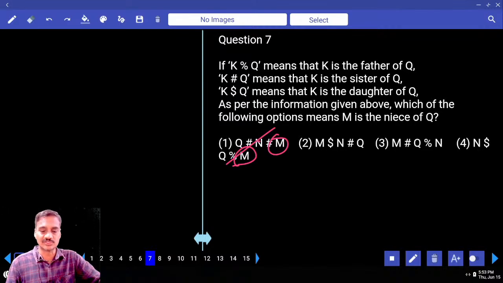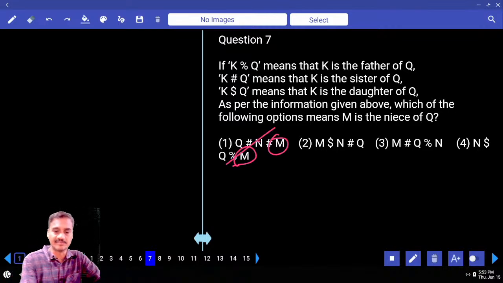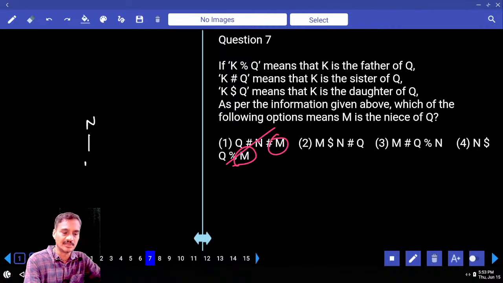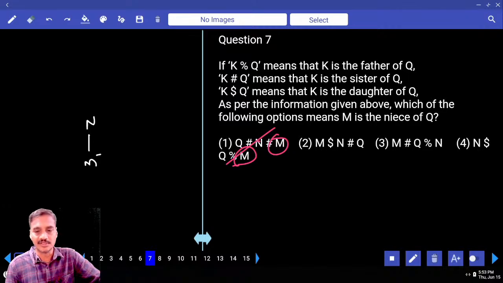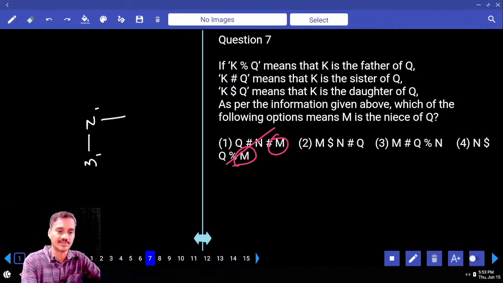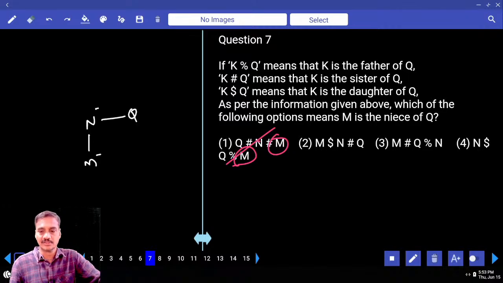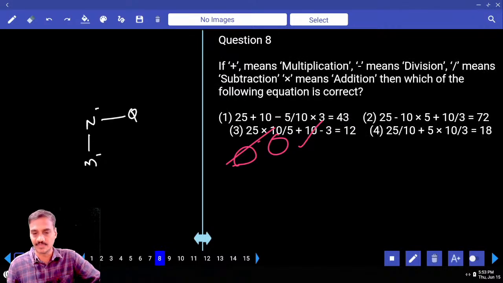Then let us come back to this one, choice 2. $M and M is the daughter of N. N is here, M is here, M is the daughter of N. N is the sister of Q. Right, N is the sister. Then Q's sister's daughter is niece. Now we are getting niece from choice 2, question number 7.